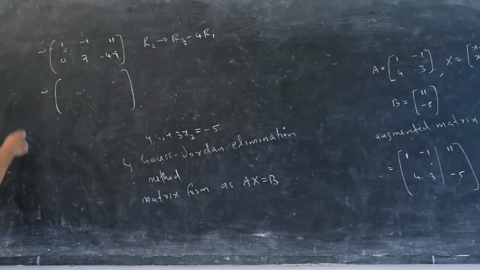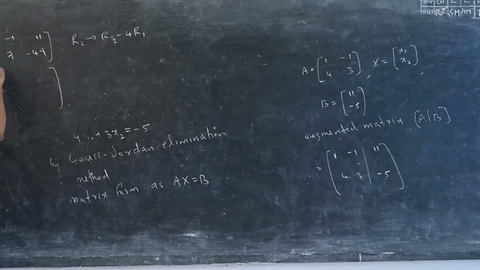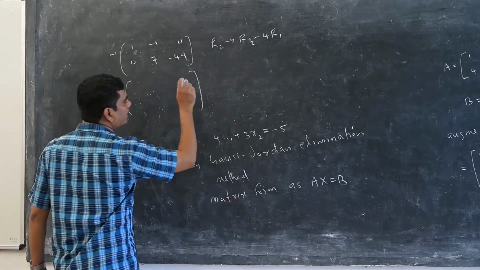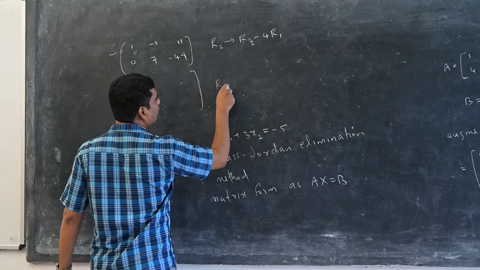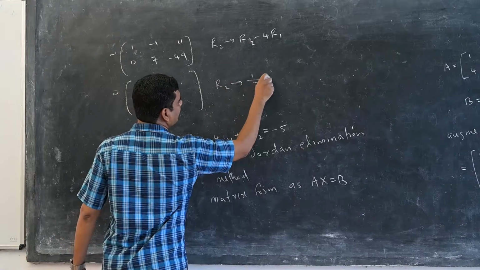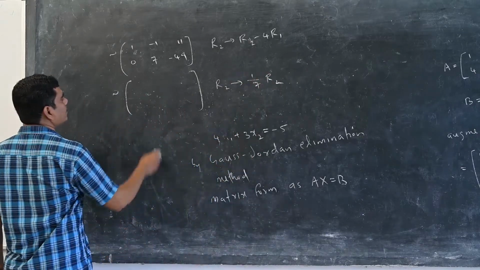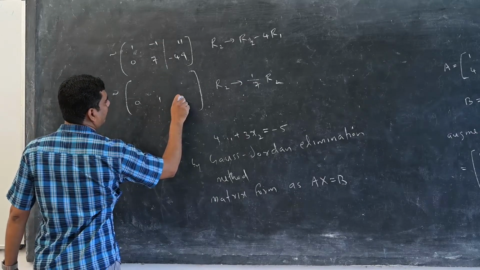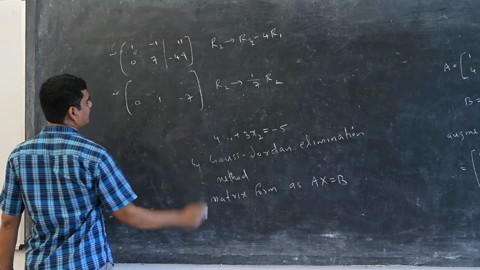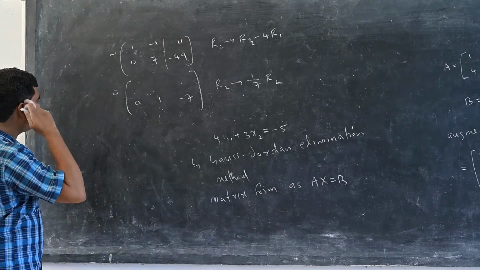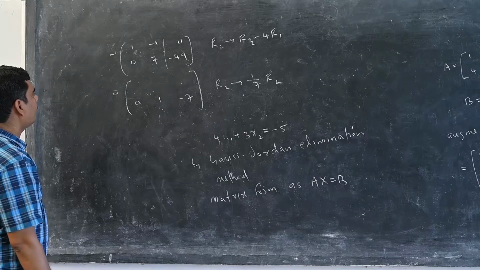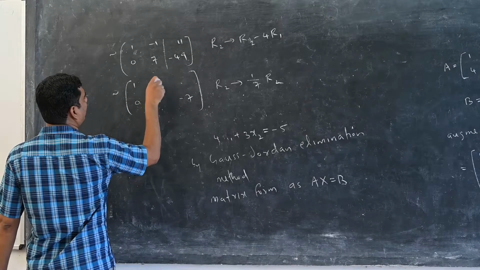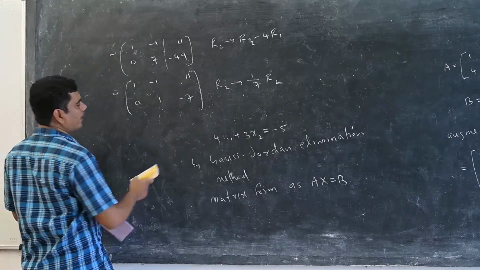now we come to the second row, take the first non-zero element, make it 1. So we have to make this 7 into 1. So the row operation that we have to do is R2 goes into 1 by 7 R2. So it is 0 1 minus 7, and 1 minus 1 11.